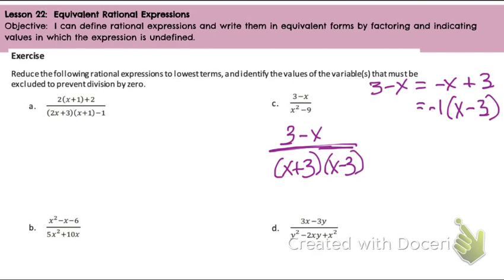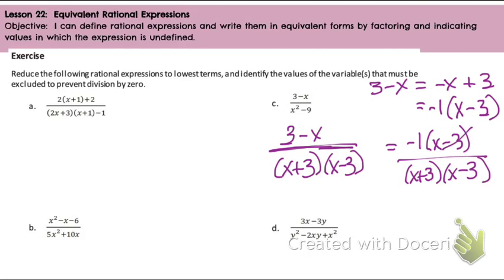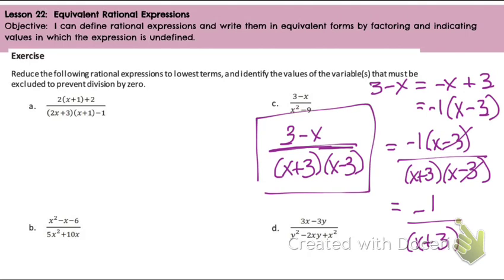So it's still going to give me the same value. Negative 1 times x is negative x, negative 1 times negative 3 is positive 3. So now I'm just going to rewrite my numerator as negative 1 times x minus 3 over x plus 3 times x minus 3, and those would simplify out. But remember, for our exclusions, we have to look back at our original polynomial expression, and the two places where you would have a denominator that equals 0 is at x equals 3 and x equals negative 3.